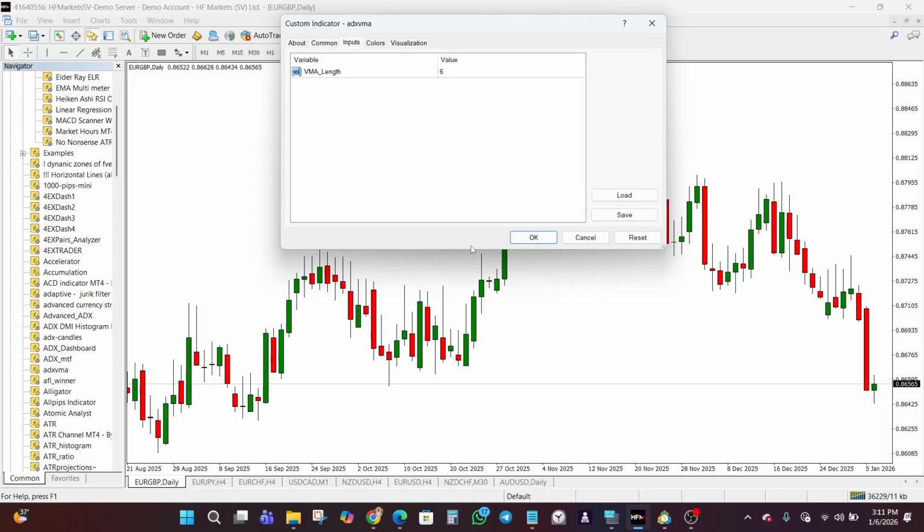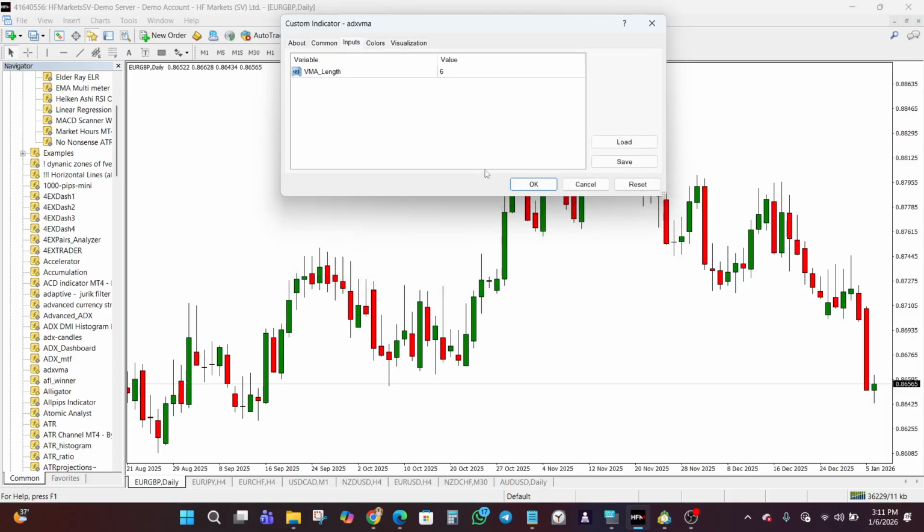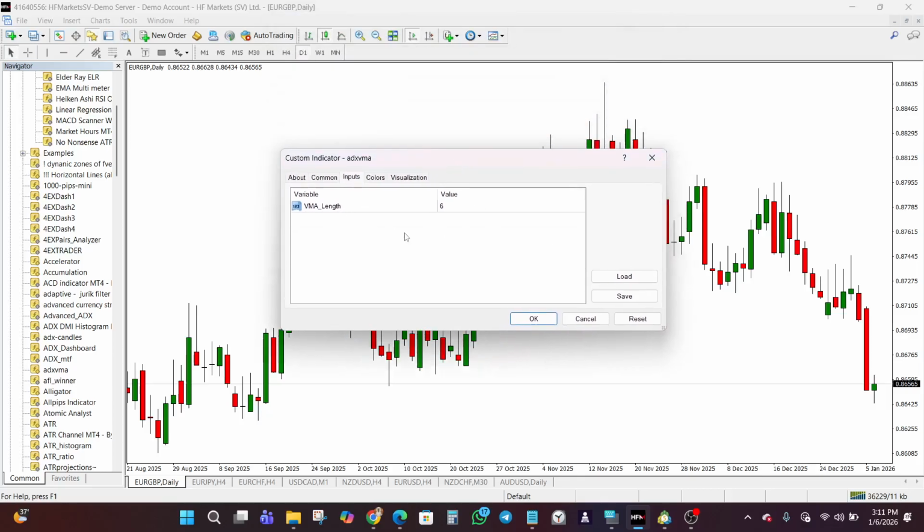Now for the inputs, this is the only customizable setting that we have available. If you want to modify the VMA length, you can do that. If you want a more sensitive indicator, you can reduce this value, maybe to 3, 4, or 1 if you wish. But if you want a less sensitive indicator, you can take the value up, maybe 10, 20, 30, depending on how slow you want the indicator to react to price changes.